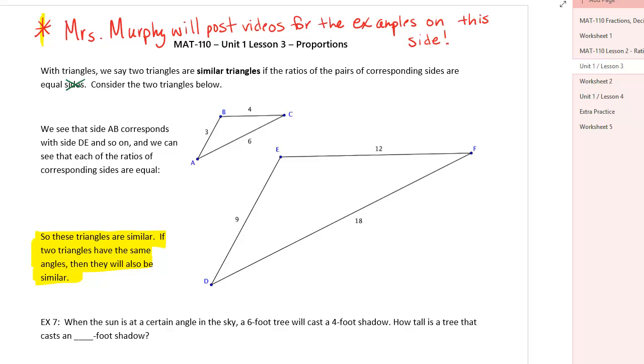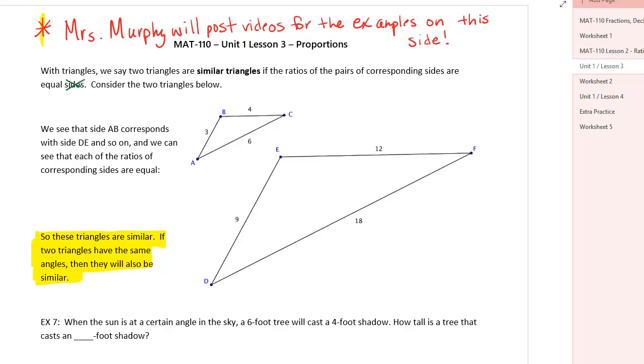In this example, Unit 1, Lesson 3 on proportions, we are going to apply what we learned about proportions to triangles. So with triangles, we say two triangles are similar triangles if the ratios of the pairs of corresponding sides are equal. And that "sides" is a typo, so you might want to cross that out. Consider the two triangles below.